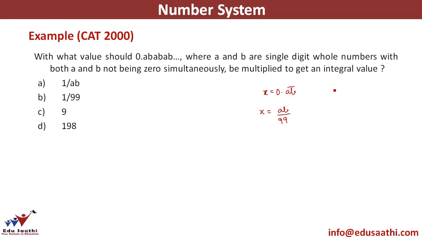If you have actually understood this, I'll multiply x with 100 and I'll get AB dot AB. I will subtract; this will be my equation 2, this will be my equation 1. I'll subtract 1 from 2, so I'll get 99x equal to AB, and x is equal to this.